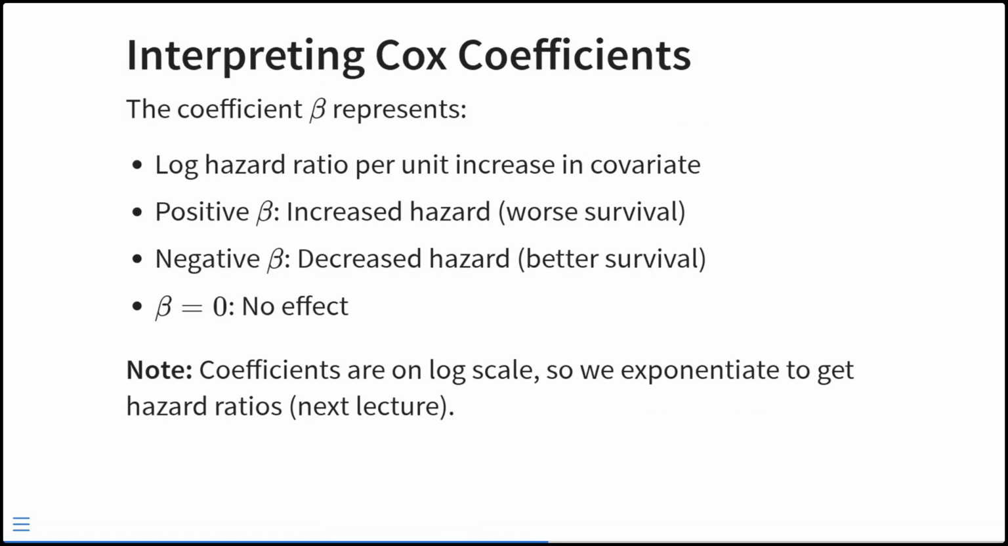So how do you interpret this Cox coefficient? The coefficient beta represents the log hazard ratio per unit increase in the covariate. A positive beta represents increased hazard, or worse survival, while a negative beta represents decreased hazard, or better survival. You may notice that in regression too, a positive coefficient causes a unit increase, while a negative coefficient causes a unit decrease. So in terms of Cox coefficients, a positive beta means an increased hazard, and a negative beta means a decreased hazard. When your beta coefficient is 0, it means there is no effect. Coefficients are on a log scale, so we exponentiate to get the hazard ratios.